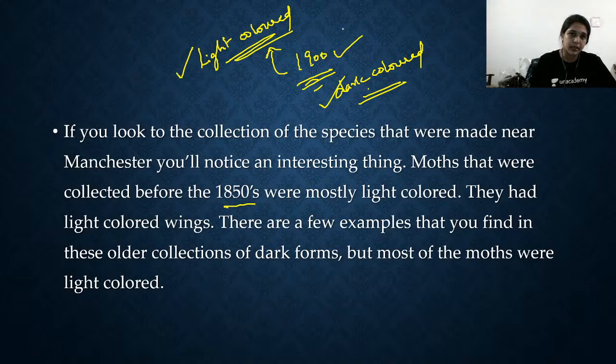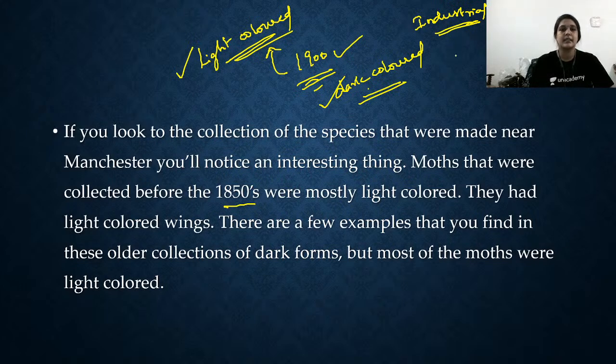What is the reason behind it? Why they changed was due to the industrial revolution. So what happened during the industrial revolution, due to the exhaust from different factories, there was a change: pollution took place.